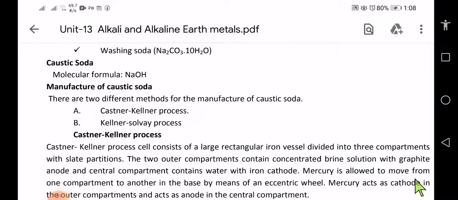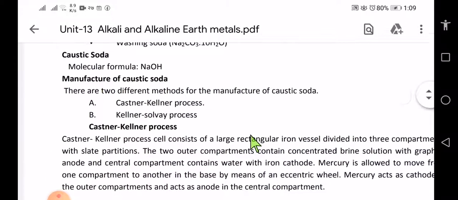Caustic soda, NaOH. Now, manufacture of caustic soda. There are two different methods for the manufacture of caustic soda. First method is the Castner-Kellner process, and the second method is the Kellner-Solvay process. Let's discuss the first method, the Castner-Kellner process.